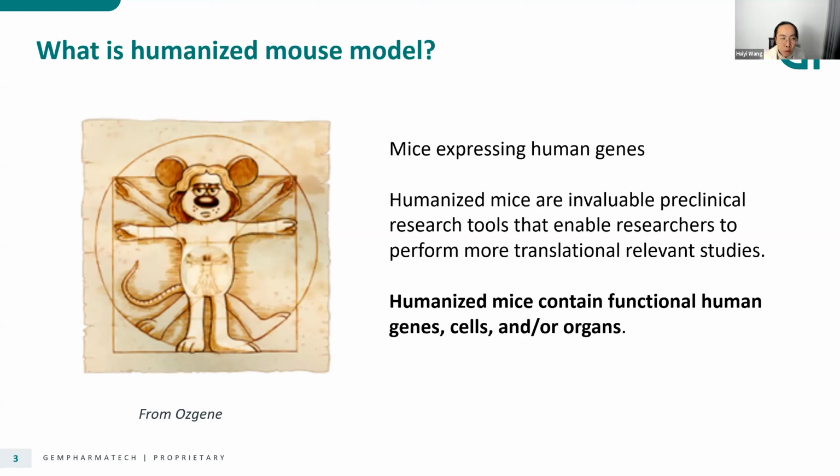In this webinar, we talk about humanized mouse models, mainly the human immune reconstituted mouse models, which have functional human immune cells and tumor cells. Humanized mouse models have become important preclinical tools for biomedical research. The use of humanized mice may facilitate the application of treatments in the medical industry.